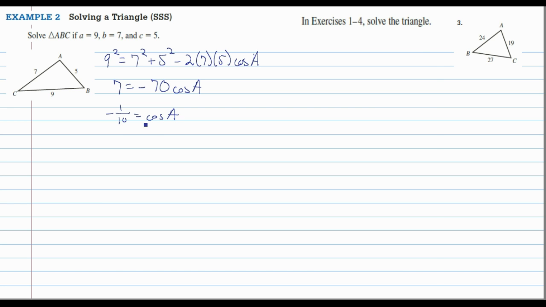A. So now if I take the inverse cosine of both sides, I get that angle A is approximately 95.74 degrees.